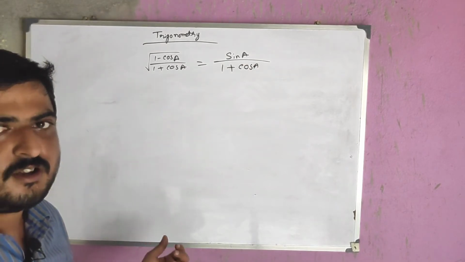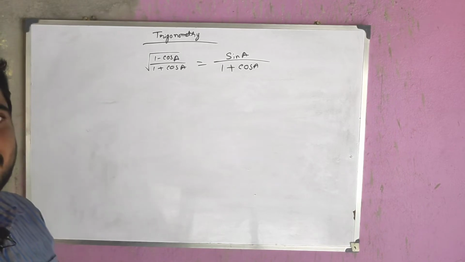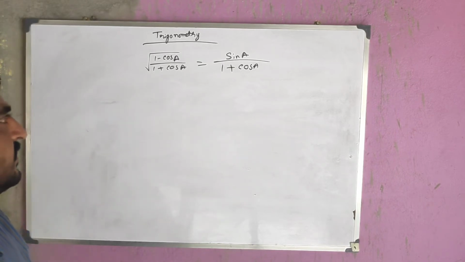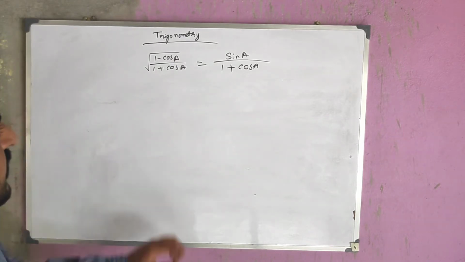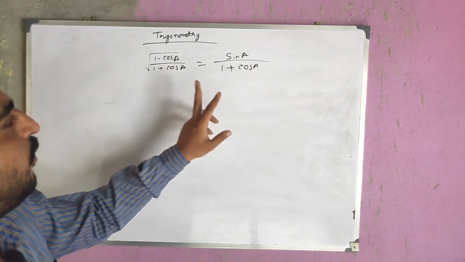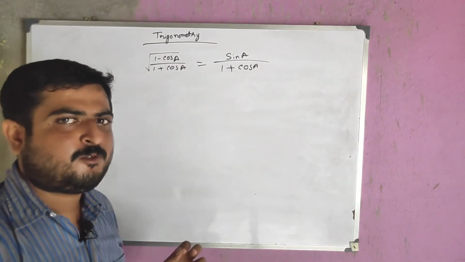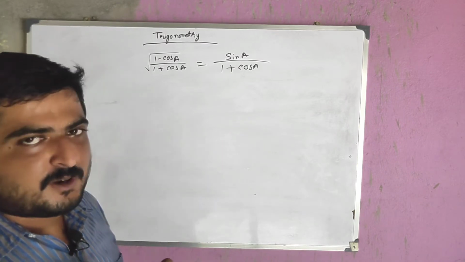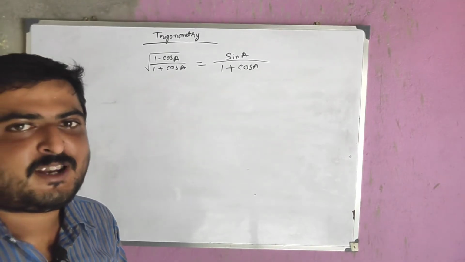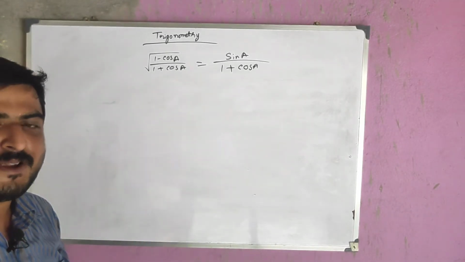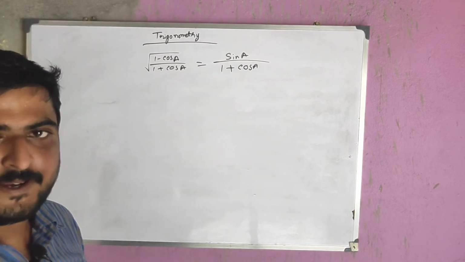Just now I told that if in the denominator 1 by 1 plus cos A, 1 by 1 minus cos A, 1 by 1 plus sin A, or 1 by 1 minus sin A is there, then you have to multiply it with their conjugate. But here you see, we have to prove 1 plus cos A, and there is root over 1 plus cos A. So if we multiply root over 1 plus cos A with root over 1 plus cos A, then we can get 1 plus cos A. Here we are not multiplying with the denominator. So it is a matter of observation.